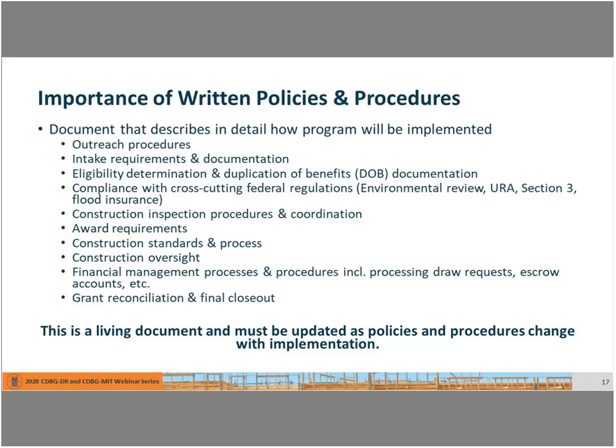The list you see on this slide reflects the various elements you'll want to include in your policies and procedures. So it's going to be outreach, intake, documentation required, eligibility determinations and DOB documentation, any procedures that relate to any of the cross-cutting federal requirements that you're going to need to implement, construction and inspection procedures and standards, award requirements, oversight, financial management, grant reconciliation. I'm going to turn this over to Kelly Price because she's going to talk to you about some additional considerations at this point.